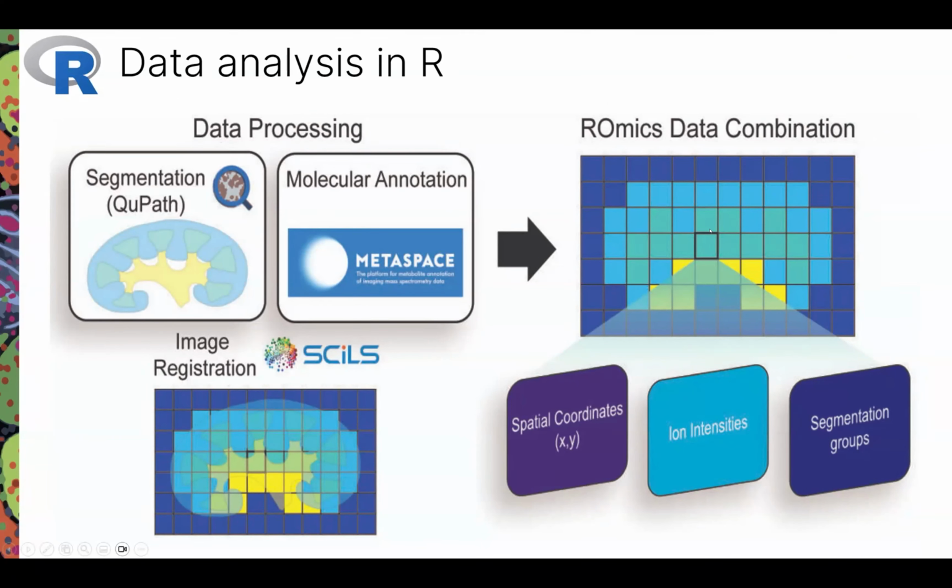For each pixel of our image now, we will know the spatial coordinates of it, so the XY values, as well as ion intensity, or in other words, we will know what molecules potentially it could be, and we will know what segment it belongs to.